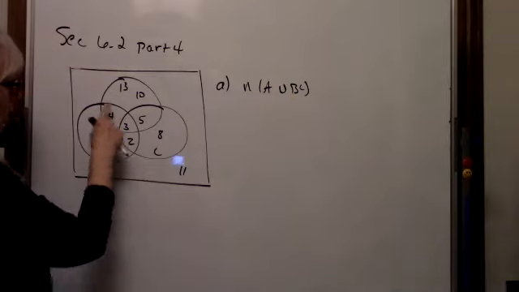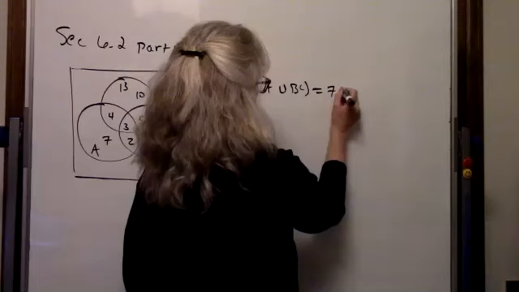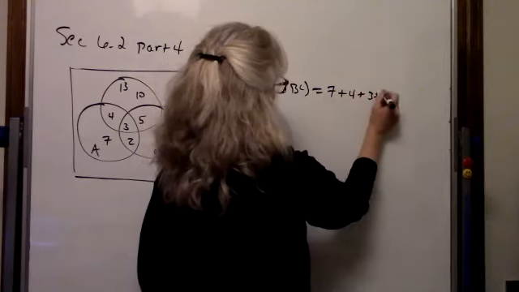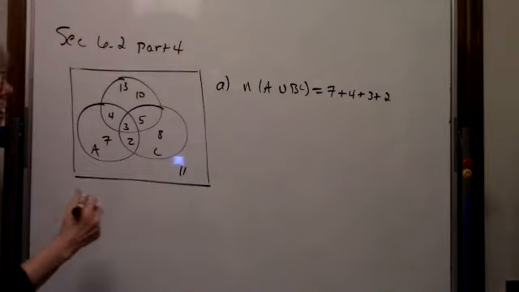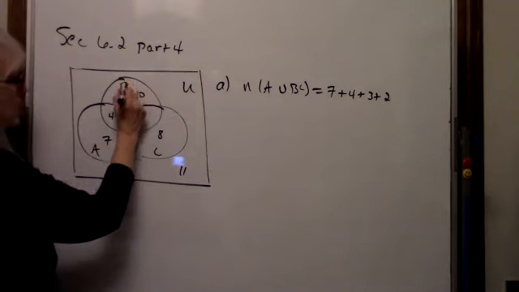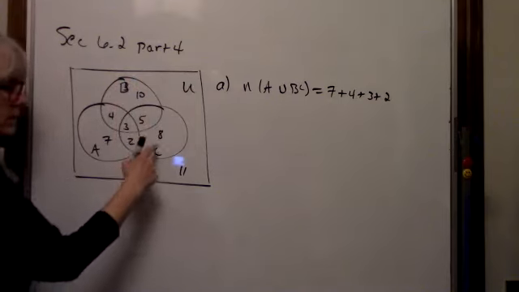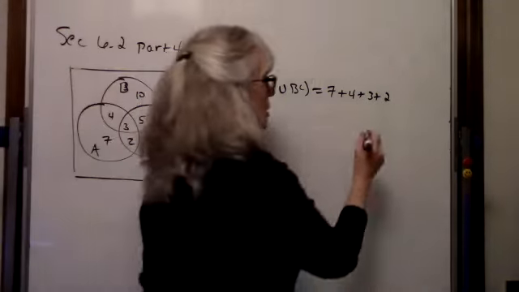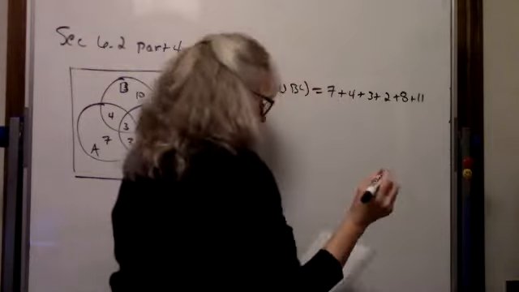A union B complement. So the union means everything in those sets. So everything would be all of A. So that's the 7, the 4, the 3, and the 2. So 7 plus 4 plus 3 plus 2. And then we're going to add in anything that's in B complement that we didn't already include. So B complement, everything outside of B would be the 8 and the 11 because we've already got the 5, the 3, and the 2 listed. So we'll add in the 8 and the 11. So plus 8 plus 11. And if you add those all together, you should get 35.